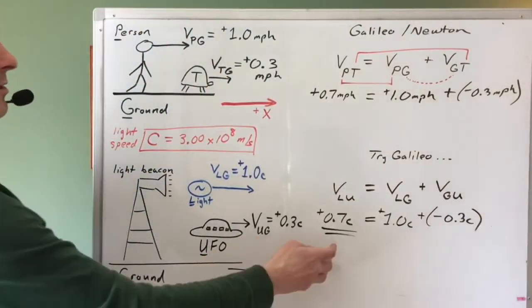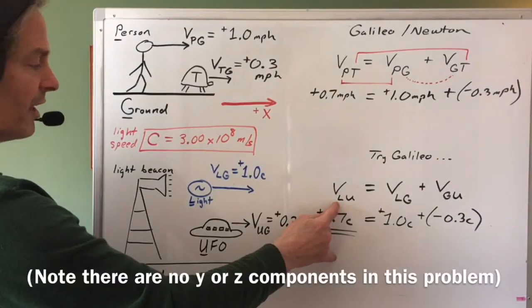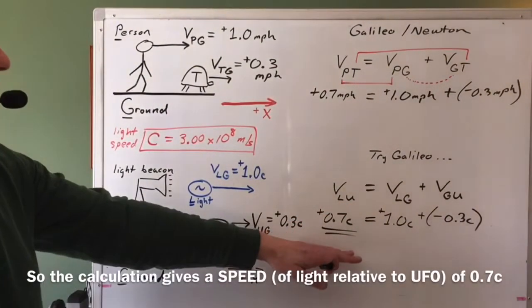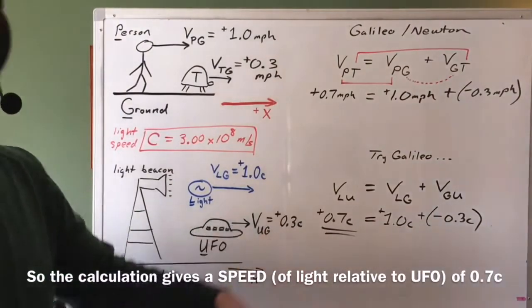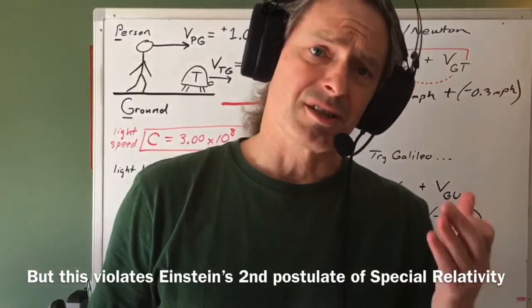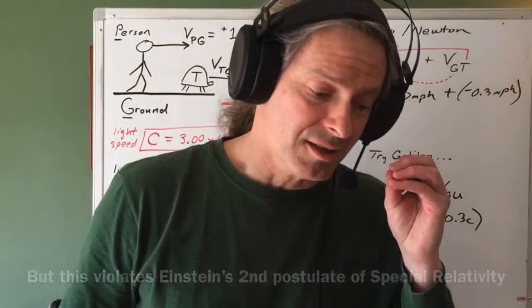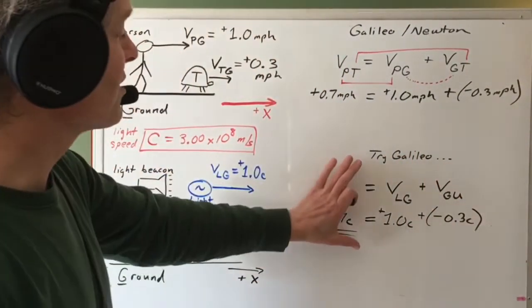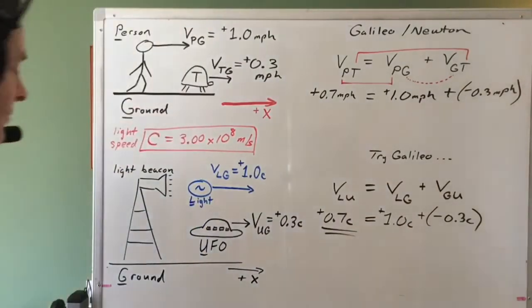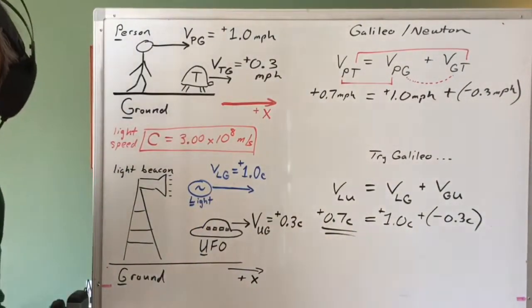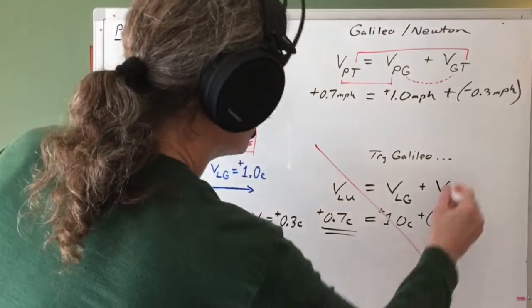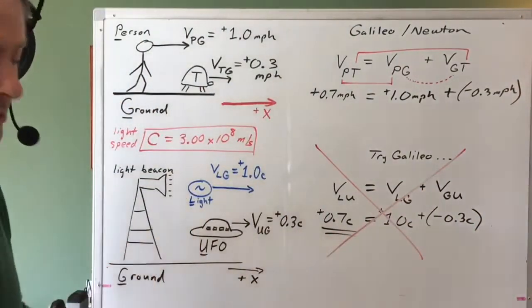Now, what have we calculated? We've calculated the x component of the velocity of the light relative to the UFO. And that came out to be 0.7c. But Einstein's second postulate of special relativity says that the speed of light is the same for all observers. So this needs to come out as c. It came out as 0.7c. So we have a contradiction. This Galilean formula contradicts Einstein's second postulate.